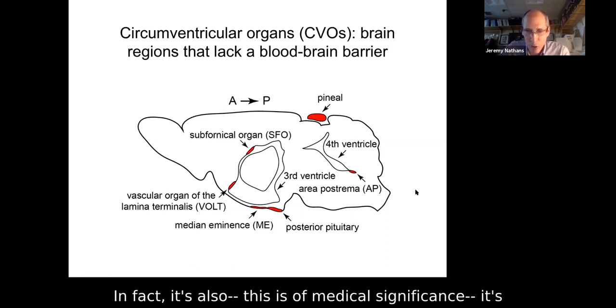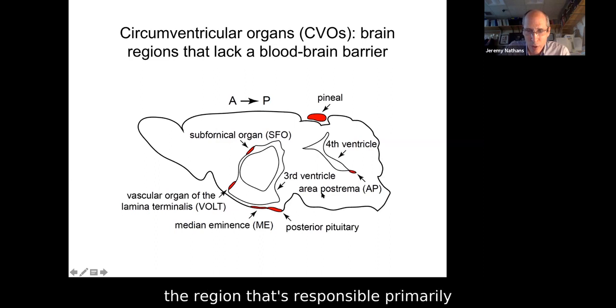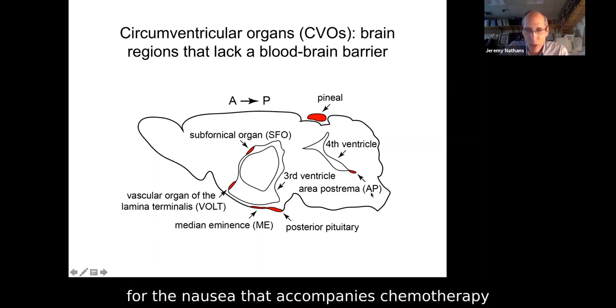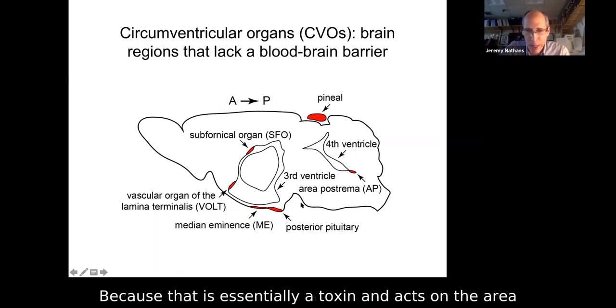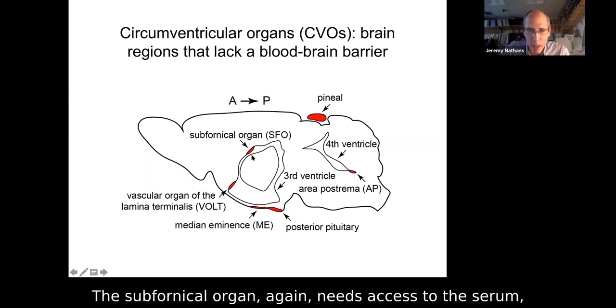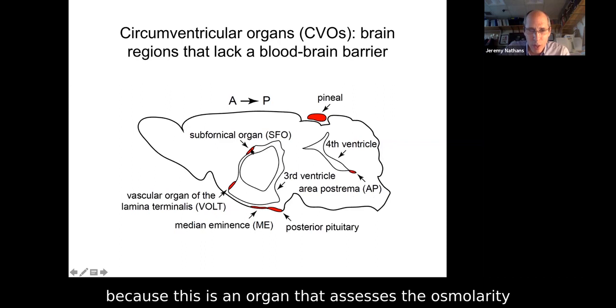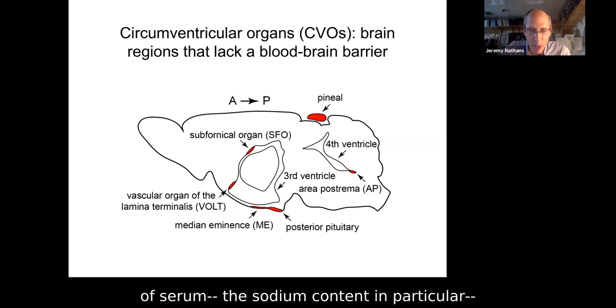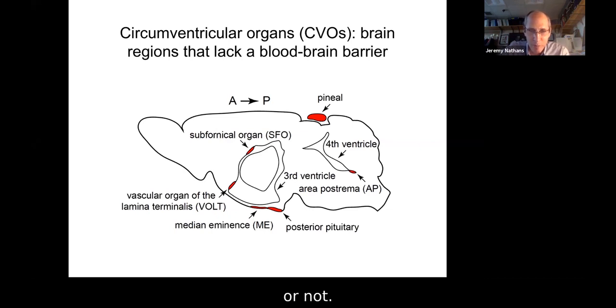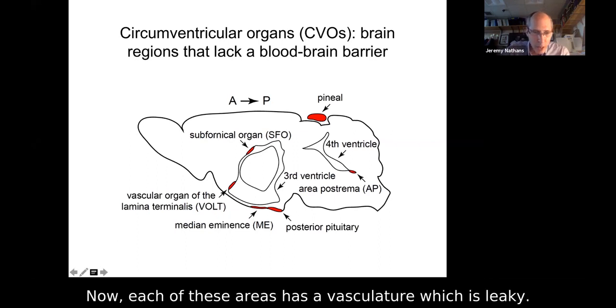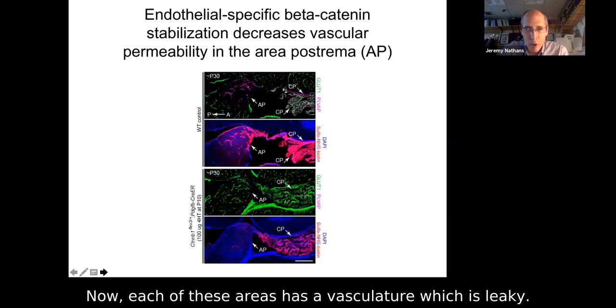In fact, and this is of medical significance, it's the region that's responsible primarily for the nausea that accompanies chemotherapy in cancer patients, because that is essentially a toxin and acts on the area postrema. The subfornical organ, again, needs access to the serum because this is an organ that assesses the osmolarity of serum, the sodium content in particular, and determines whether the organism should be thirsty or not. Now, each of these areas has a vasculature which is leaky.